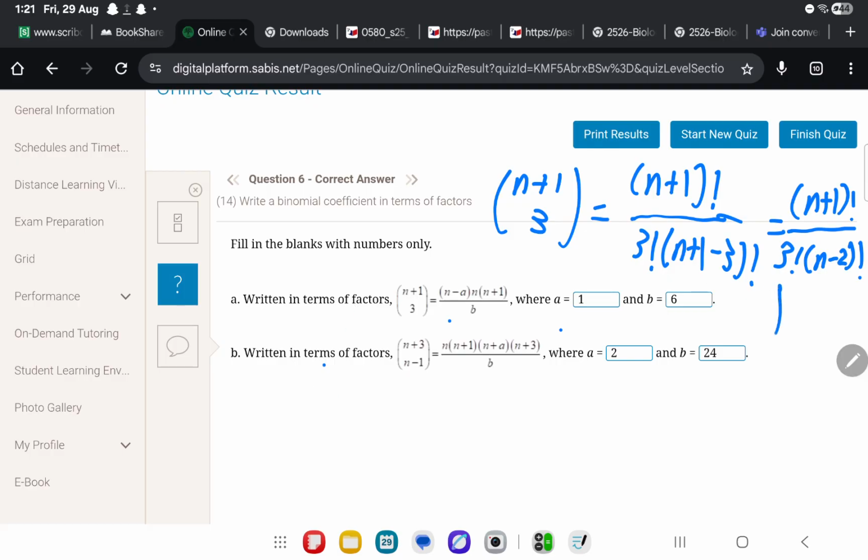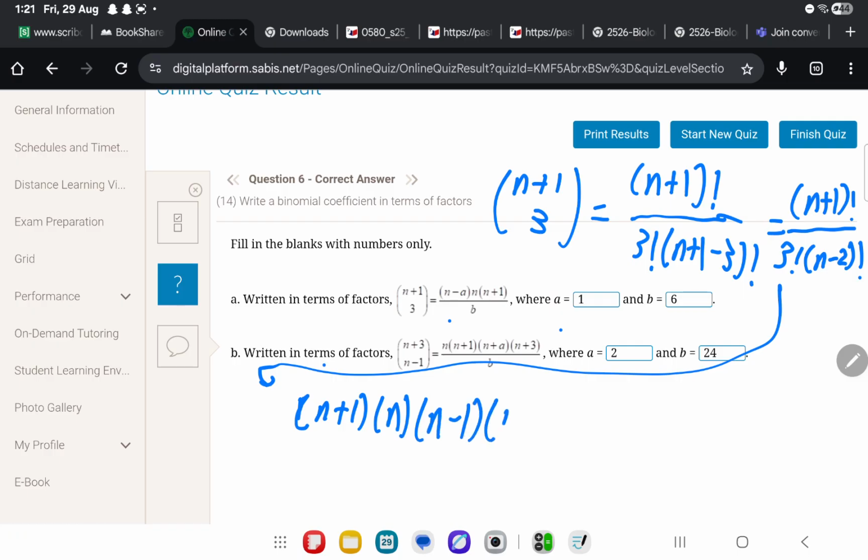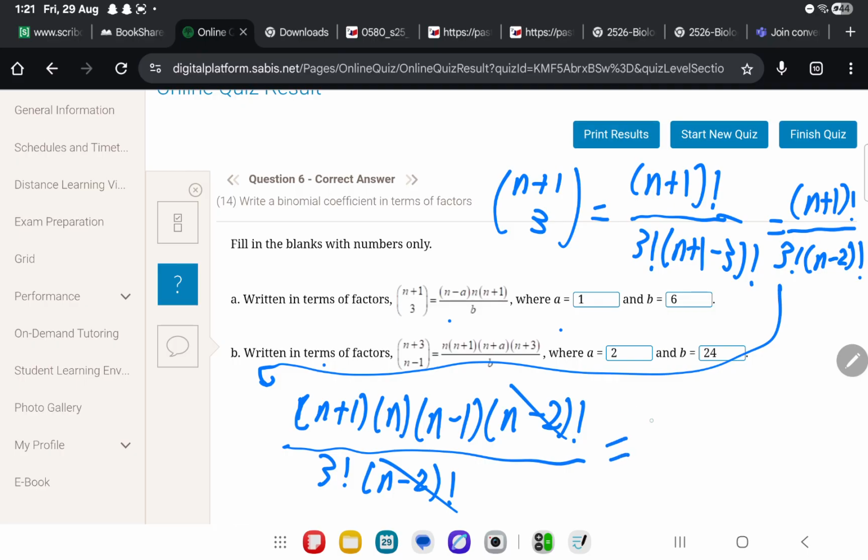So, this is actually going to equal to, I'm going to write it all the way down here. N plus 1 into n into n minus 1 into n minus 2 factorial. When I reach n minus 2, I write the factorial symbol. Okay, again, I'm just expanding this. So, over 3 factorial over n minus 2 factorial. Cancel the factorials out. You'll get this equal to n into n plus 1, n minus 1 over 3 factorial. You should know by now it's 6.